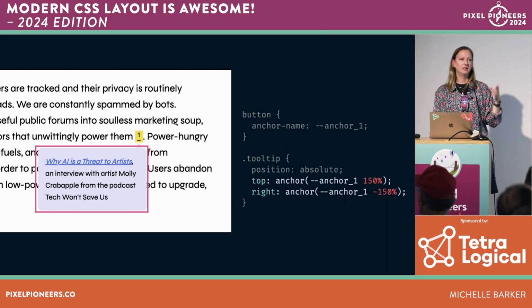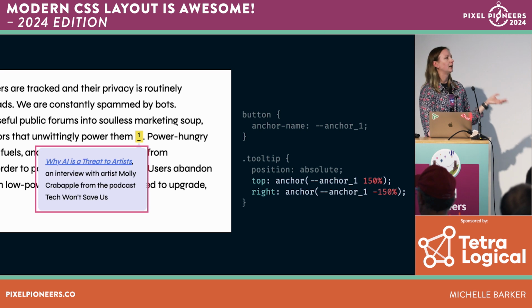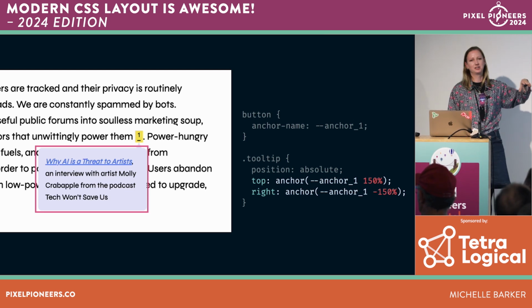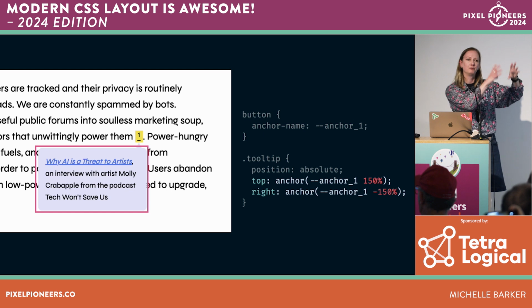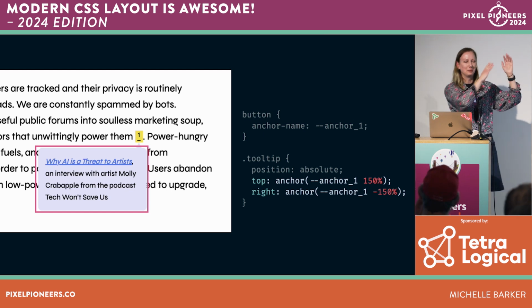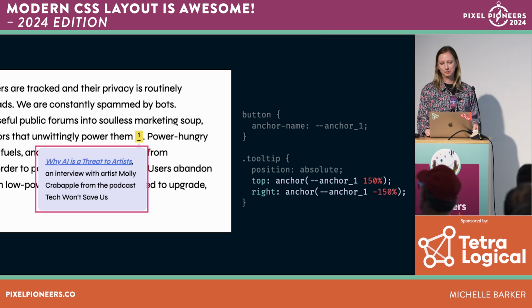Or we can use percentage values. I don't know why it doesn't take pixel values or length values, but it doesn't. But it takes percentage values. So I'm going to say I want it to be 150% from the top of the anchor, because actually maybe we want to leave a bit of room for the little arrow thing. I don't know what you call it from the bubble. So let's shift it down a bit and then off to the right a little bit more.